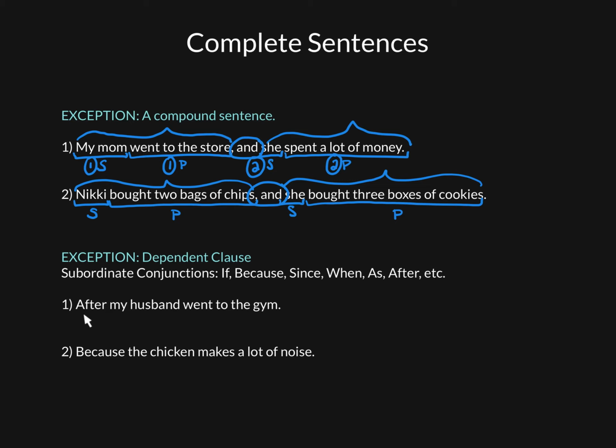So, for example, we have after my husband went to the gym. Here we have my husband, which appears as the subject. And then what did my husband do? He went to the gym. So that would be our predicate. However, we also have this word after in front. And that is one of these subordinate conjunctions. So anytime that we have after at the beginning of the sentence, there needs to be a second part. Because we would say, after my husband went to the gym, he did something. So considering we don't have that second part of the sentence, this actually would not be a complete sentence, and this would be considered a fragment.